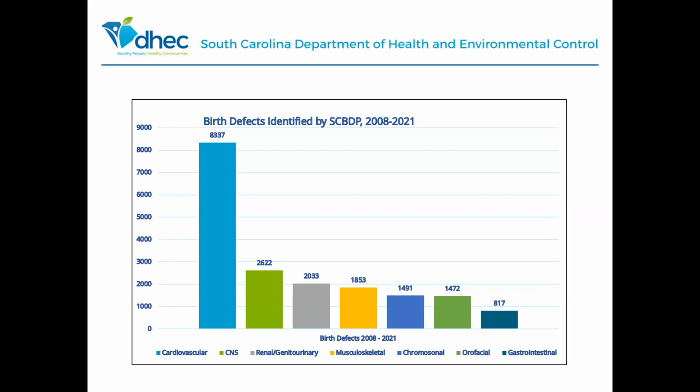Renal and genitourinary, so related to the kidneys and the genital areas, we've identified over 2,000. And musculoskeletal, for example, if a child is missing an arm or a hand or fingers, over 1,800 of those. Chromosomal, for example, Down syndrome, Turner syndrome, Edwards syndrome, over 1,400 of those. Orofacial, which is defects such as cleft lip and cleft palate, over 1,400 of those. And then gastrointestinal, and then ear and eye defects.